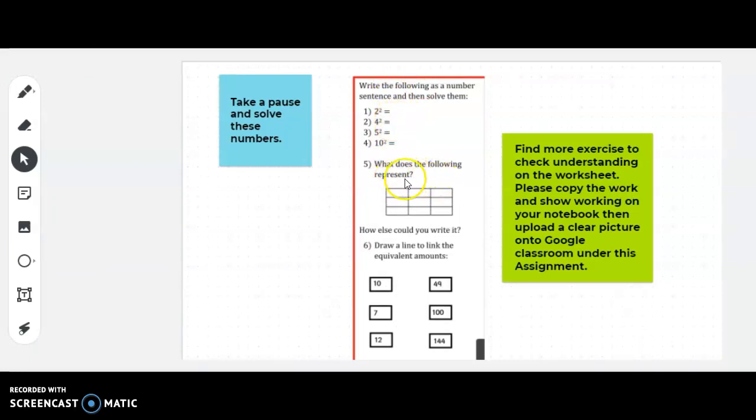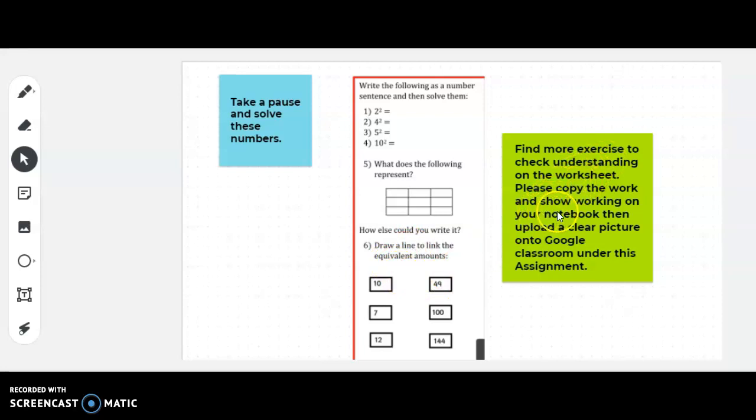What does the following represent? Count all the squares, both vertical and horizontal. How else could you write it? Show how you can write that. Then this one you're going to match. So find more exercises to check understanding on the worksheet.